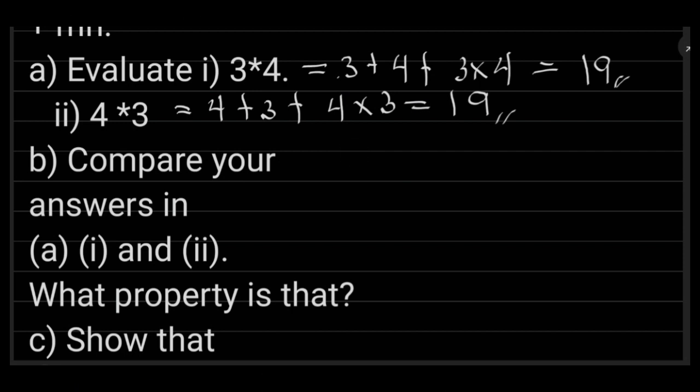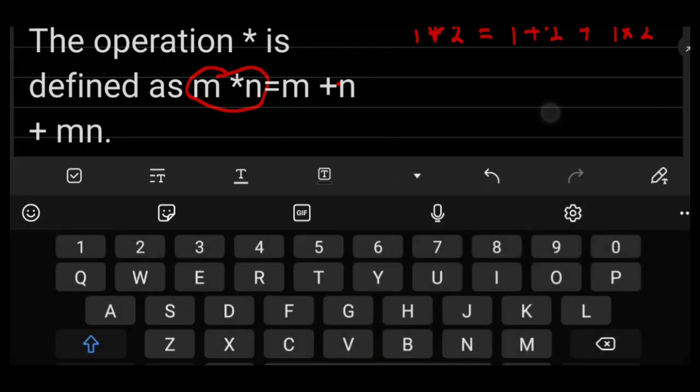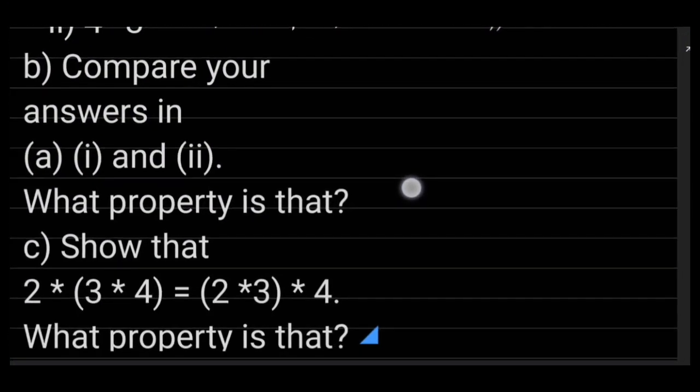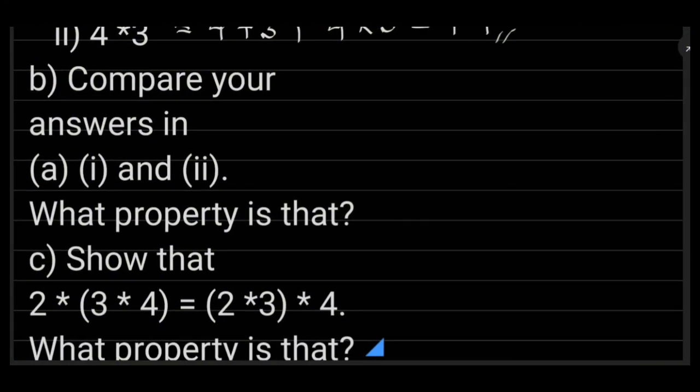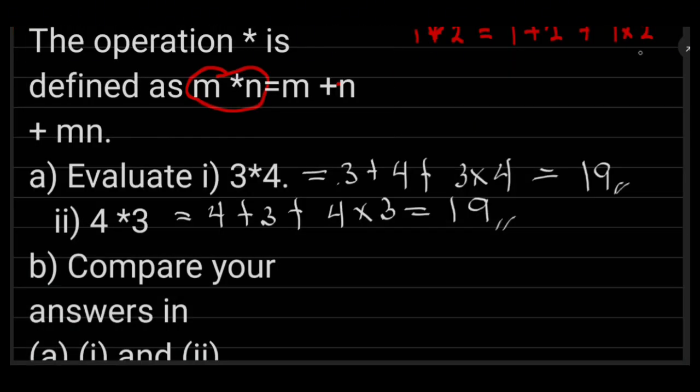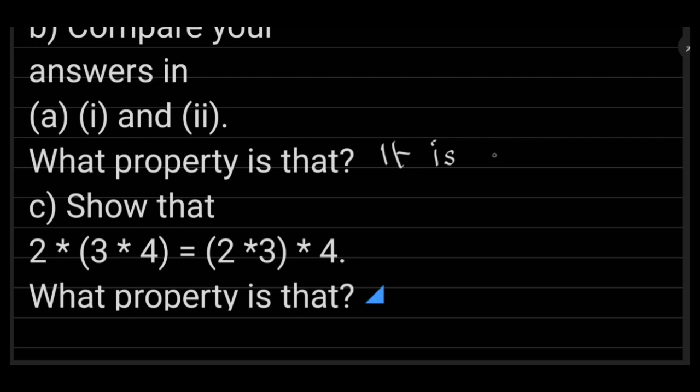Now B is asking, compare your answers in I and II. We can see they are the same. What property is that? So we could say that this is associative property. So we could say that it is not associative, it is rather commutative property.